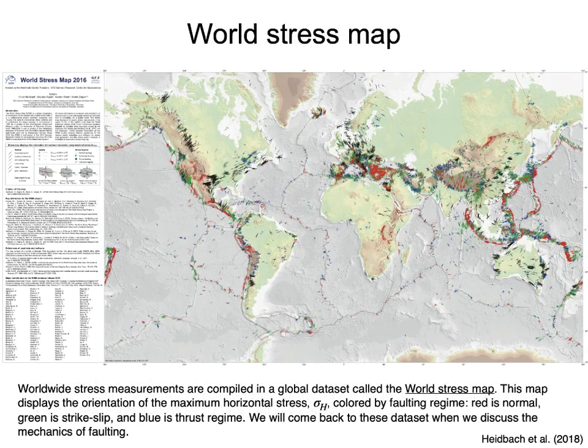Worldwide stress measurements are compiled in a global dataset called the World Stress Map. This map displays the orientation of the maximum horizontal stress, sigma capital H, colored by faulting regime. We will come back to this dataset later when we discuss the mechanics of faulting.